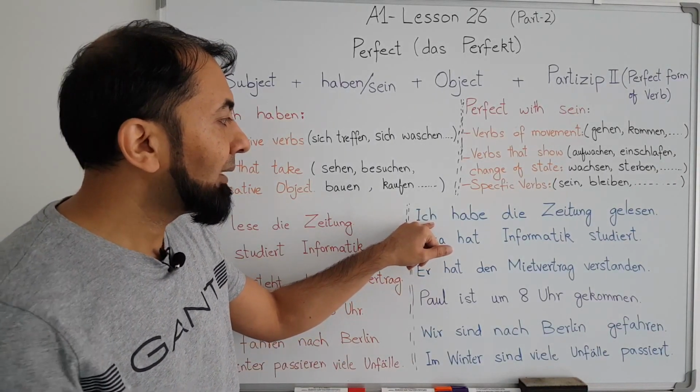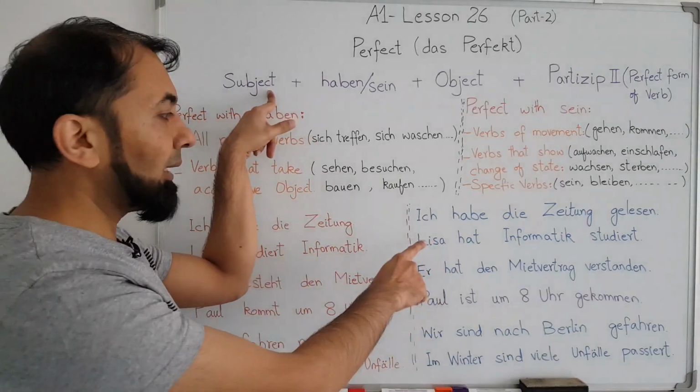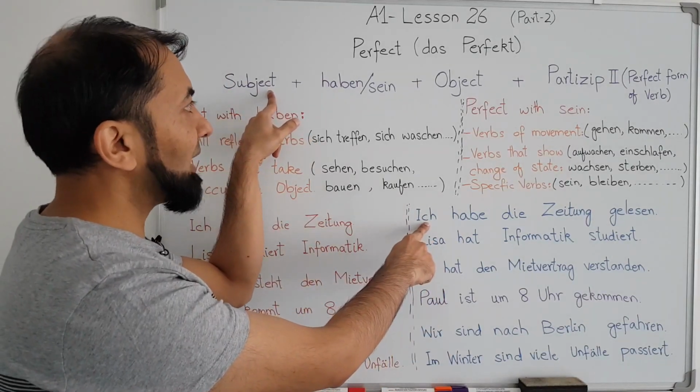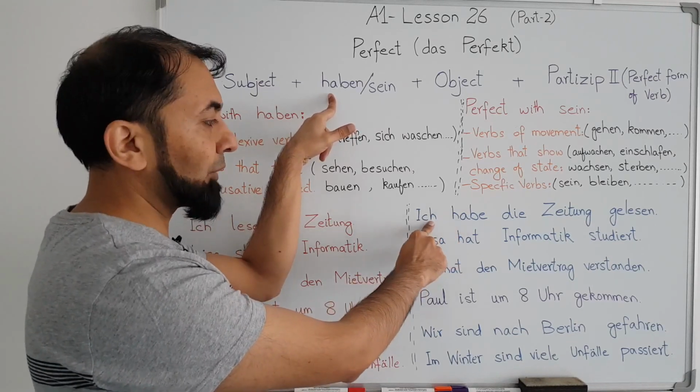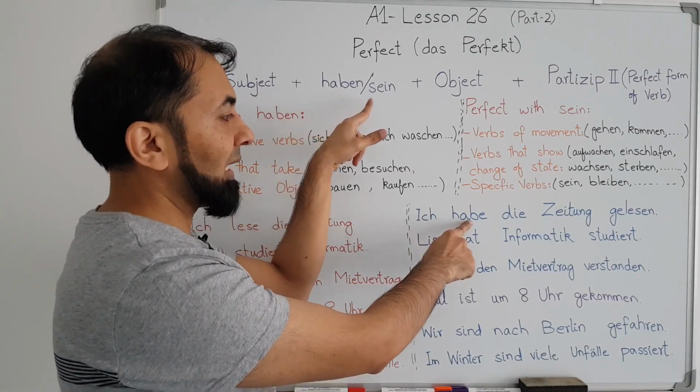Now you see that we have followed this formula. Subject comes at the first place, then we have used haben verb and we have conjugated it with respect to the subject, so it becomes habe.